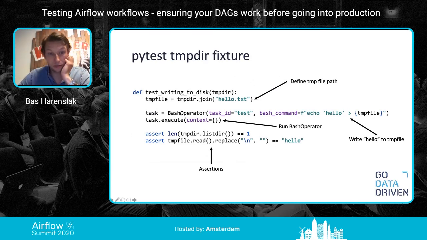So let's say you have a bash operator with a bash command that says echo hello, and write this to the temp file that we created here. Then we can assert, did I really write one single file, and not two, not zero, but exactly once? And does it really contain the string hello like we wrote here? So this is how we can use a temporary location on our local machine.